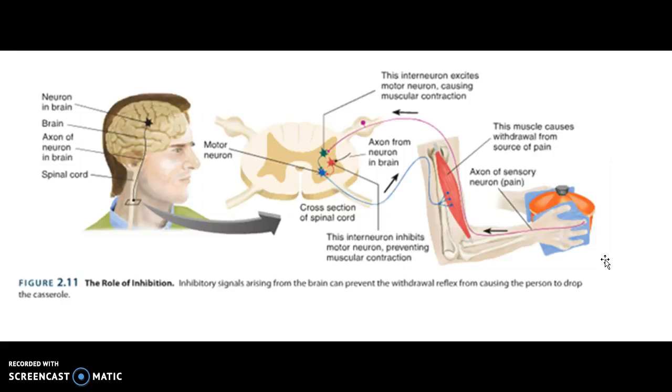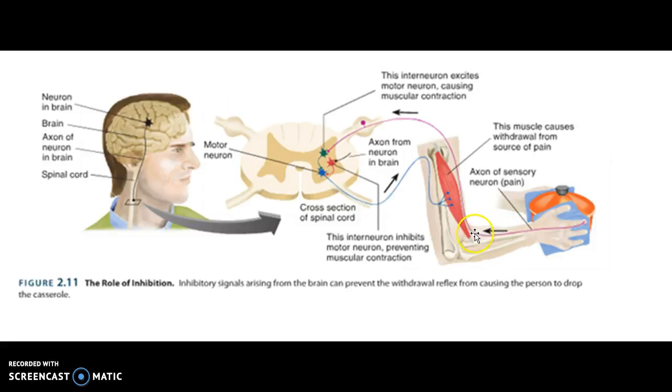I would like to explain Figure 211. This was the basis of discussion 1. So what we have in this figure is that this person here is picking up a hot casserole pot from the oven. It's a little bit too hot for him, and so what's happening is that a pain receptor here is being activated, which will activate this sensory neuron, which is colored in purple.